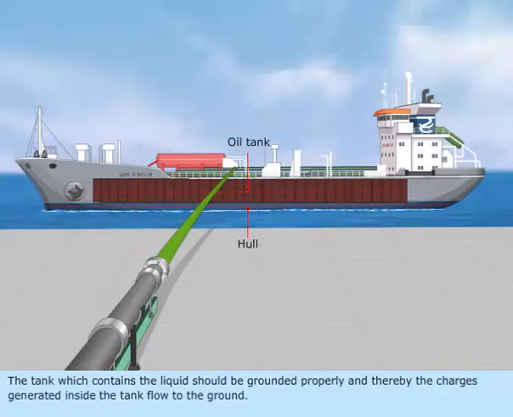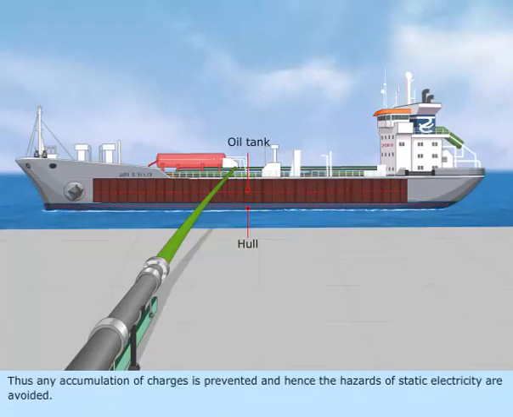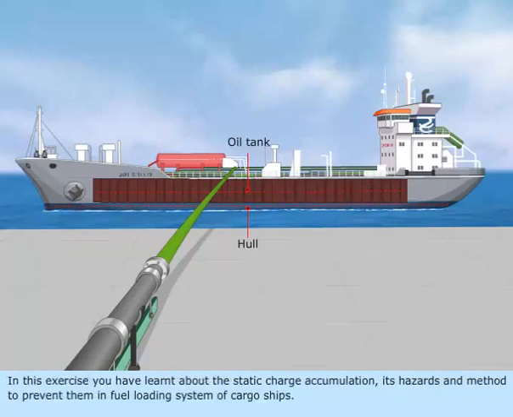The tank which contains the liquid should be grounded properly, and thereby the charges generated inside the tank flow to the ground. Thus, any accumulation of charges is prevented, and hence the hazards of static electricity are avoided. In this exercise, you have learnt about the static charge accumulation, its hazards, and method to prevent them in fuel loading system of cargo ships.